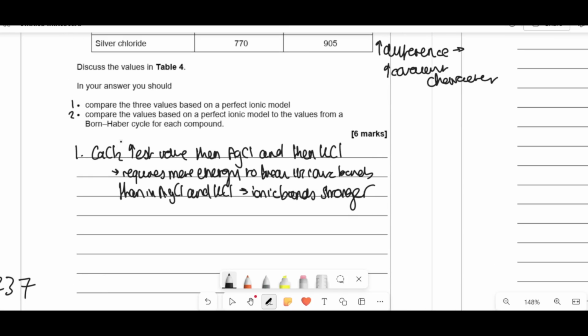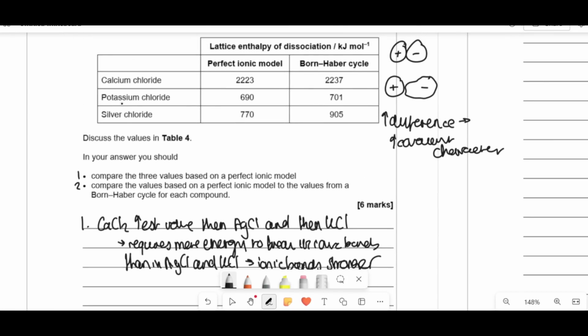Now we need to think, okay, why is that the case? What you do is you compare them all. So this is Ca2+, that's K+, and that's Ag+. So already we can figure out that they're all chlorides, so these are all irrelevant. The only thing that's changing between these is the Ca, K, and Ag. So compare them. This is 2+, these are both 1+. The fact that that's 2+ means it's surely going to attract this 1- way more strongly, isn't it?